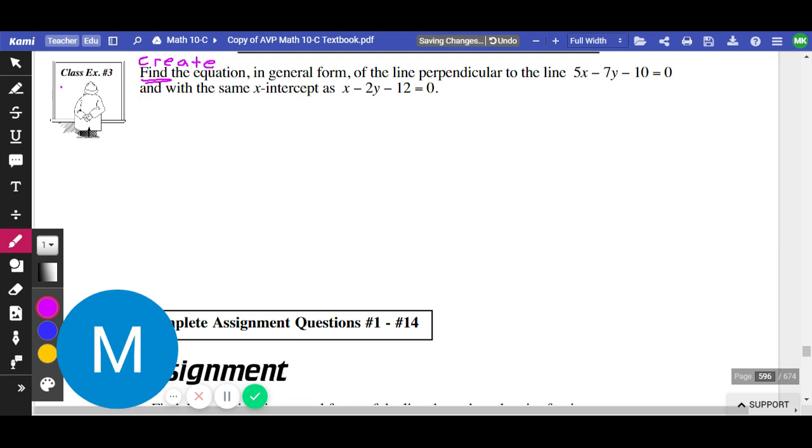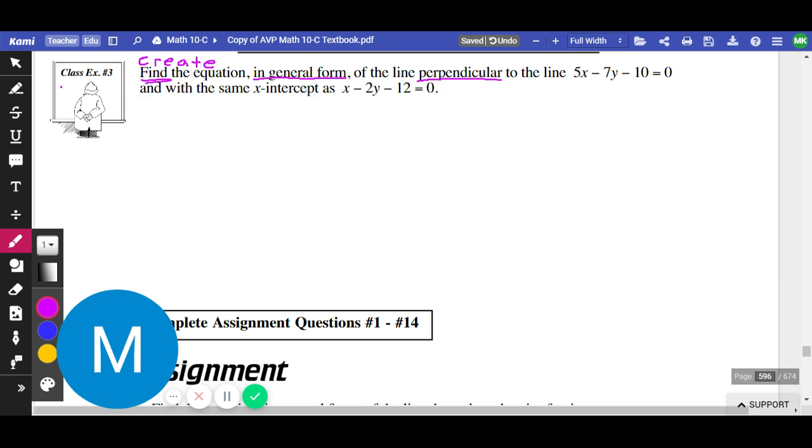Create the equation. In general form, we know we can't create in general form, but we'll change it to general form when we're done. Of the line perpendicular to this line. Perpendicular means negative reciprocal. Change the symbol, flip the fraction. Let's start with that. So you know you have to get a slope that's the negative reciprocal to this.